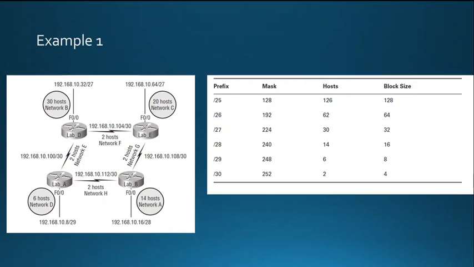The prefix is the CIDR notation, which gives the subnet mask. Hosts are the hosts needed. Block size we take from the values of the table.